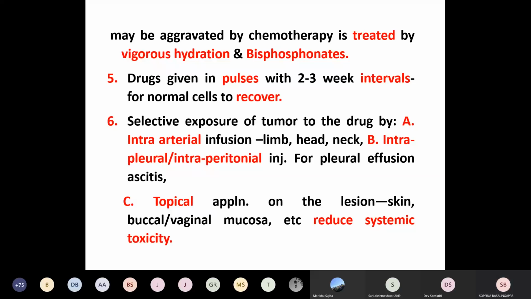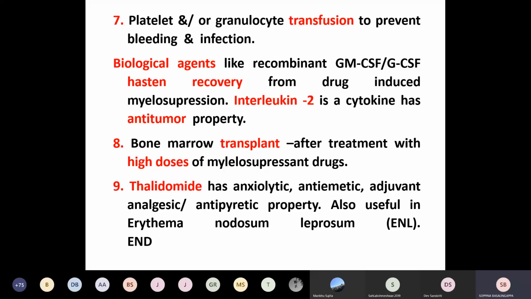Then there are certain drugs which can be given topically. That means local application on the lesion, wherever there is a lesion. If there are isolated lesions, for example in the skin, buccal or vaginal mucosa, in such cases you apply only to that affected part. That is called topical application. That will reduce the systemic toxicity.